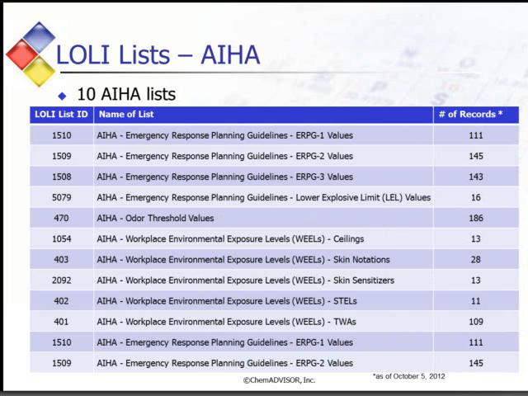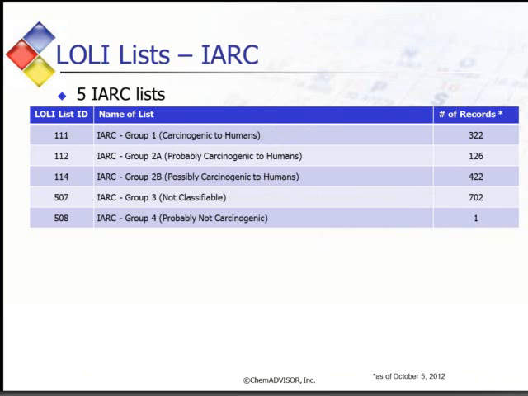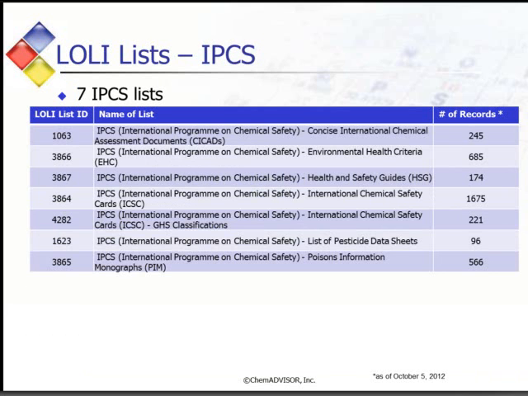From AIHA, we have emergency response planning guidelines, as well as odor threshold values and workplace exposure levels. IARC carcinogenicity list. The International Program on Chemical Safety. There are lists here that, again, support health or environmental hazard determination.